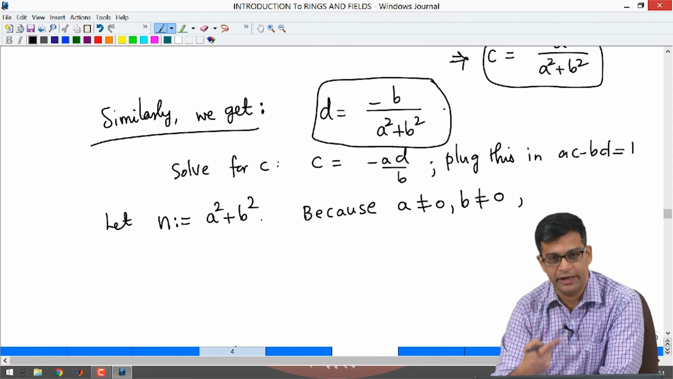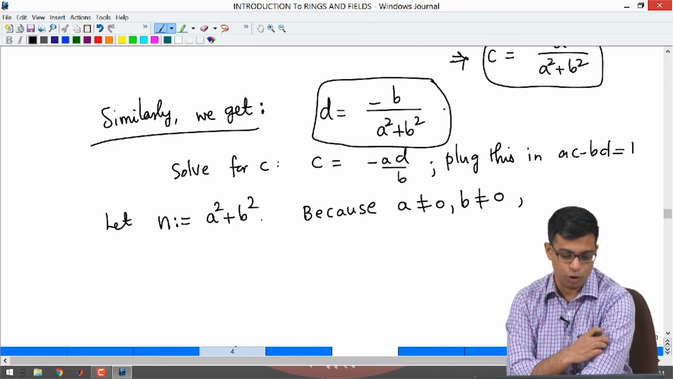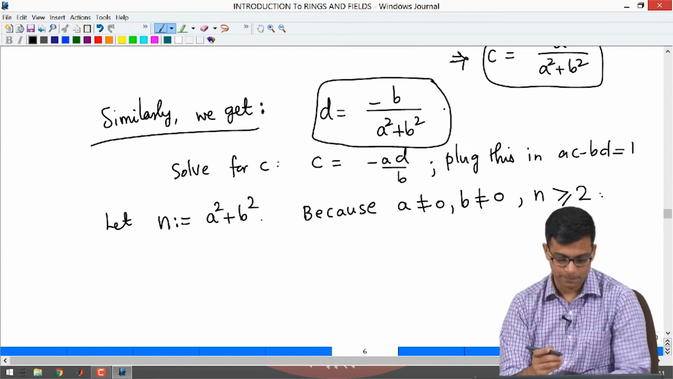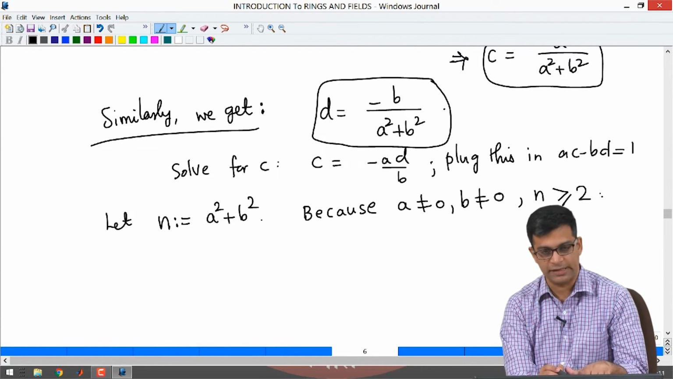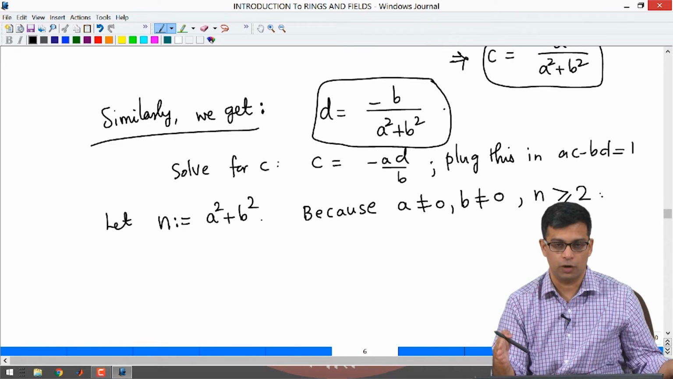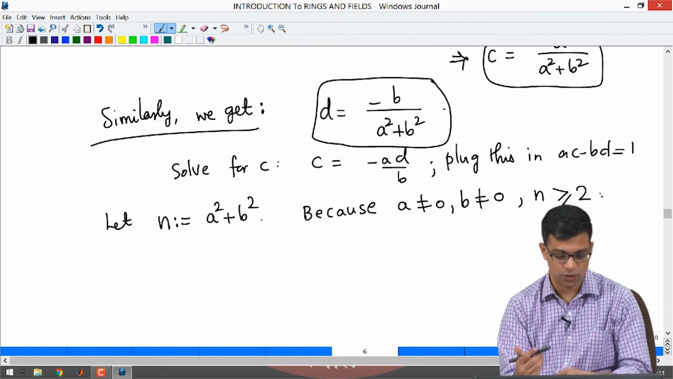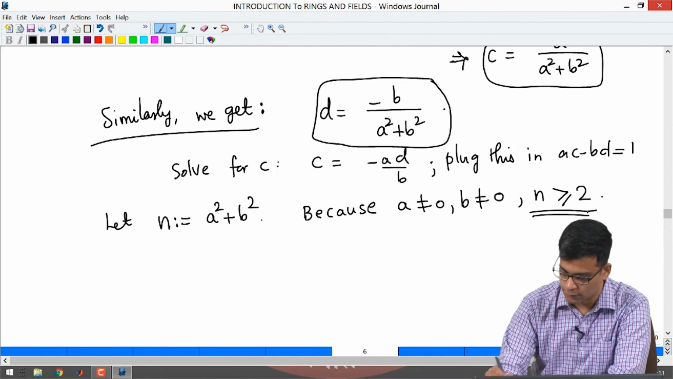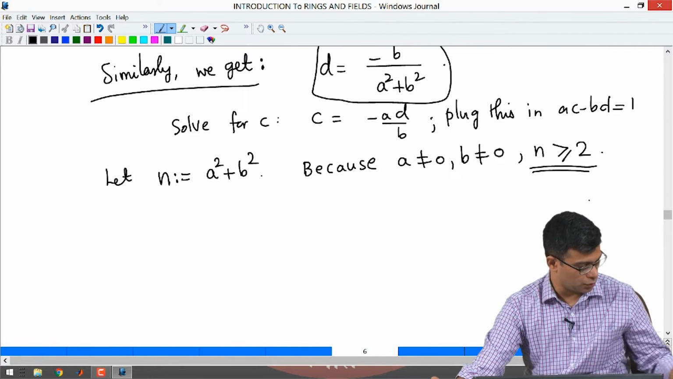And they are both integers, right. So, their squares are positive numbers. I claim that N is at least 2, because A is not 0, so that means A squared is at least 1. So, A is at least 1 or A is less than or equal to minus 1. In either case, A squared is at least 1. Similarly, B squared is at least 1. So, their sum is at least 2. So, N is at least 2.